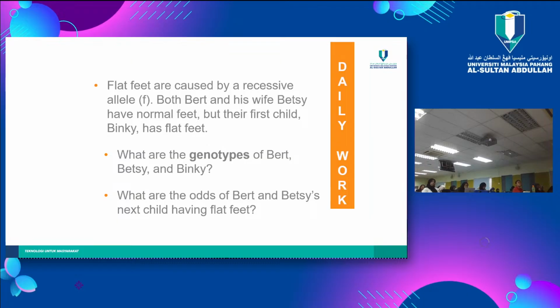So we have Bert and Betsy. So then you have Binky. In this, we already know the offspring of this marriage between Bert and Betsy. We're going to have a child that has flat feet. So Bert and his wife Betsy have normal feet, and so what are the genotypes of Bert, Betsy, and Binky? So here we already know we have the f and also the f.